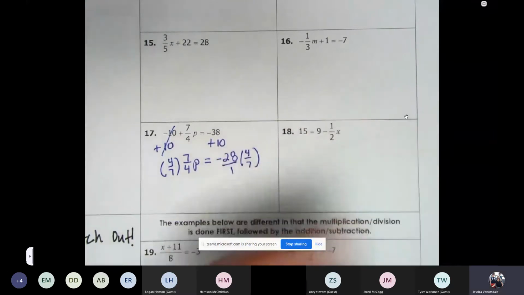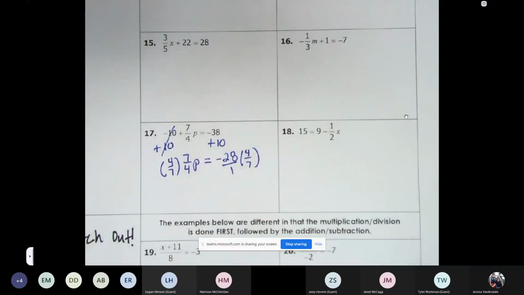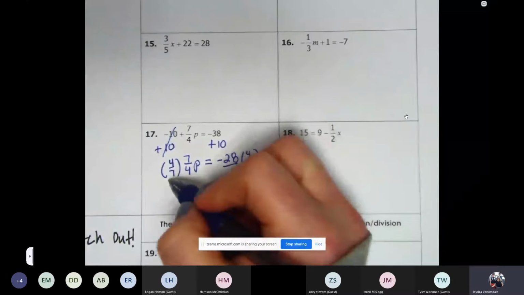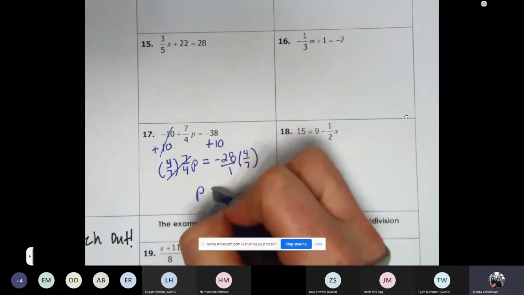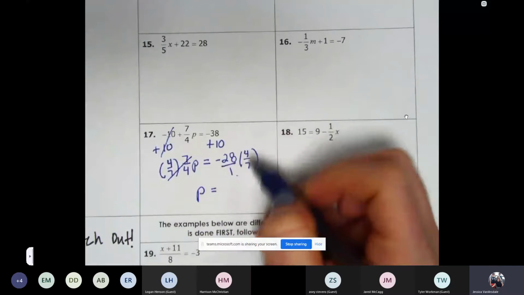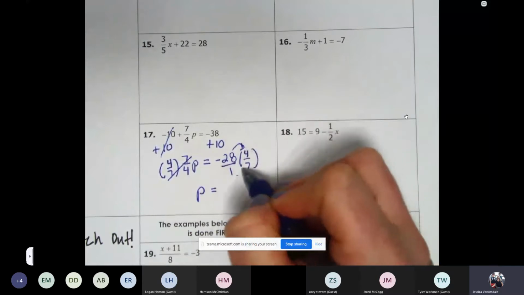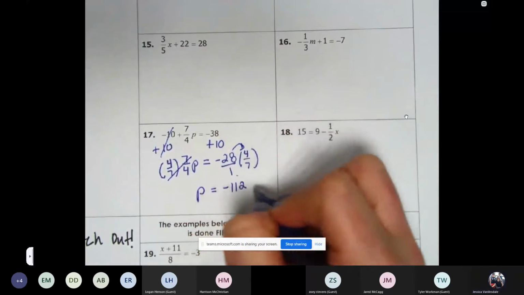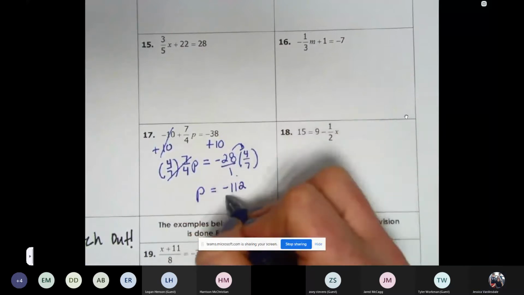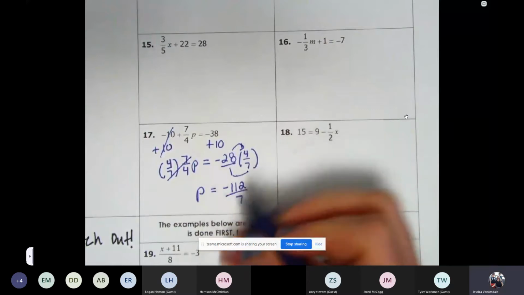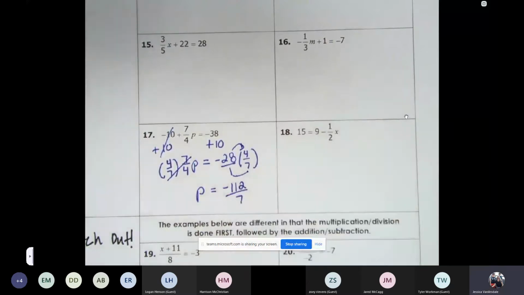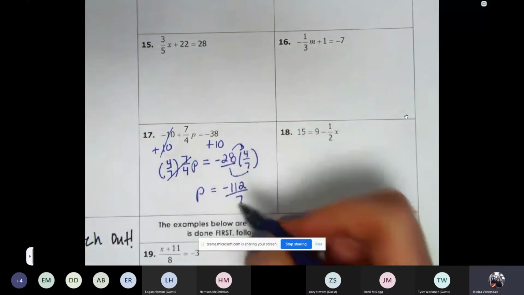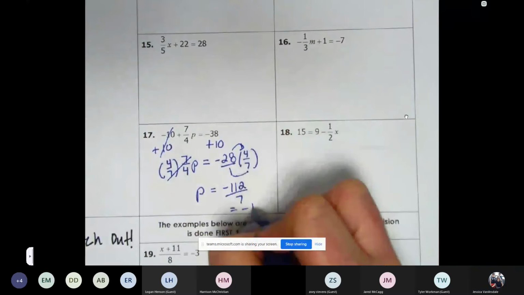-28 is the same as -28/1. So this is going to cancel. We're going to be left with p equals. So again, fractions multiplying. Don't be afraid. Multiply the top, multiply the bottom. -28 times 4 is going to be -112. I did not know that. I did it on a calculator. Multiply 1 times 7, 7. So let's see. -112 divided by 7 is -16. Your answer is p equals -16.